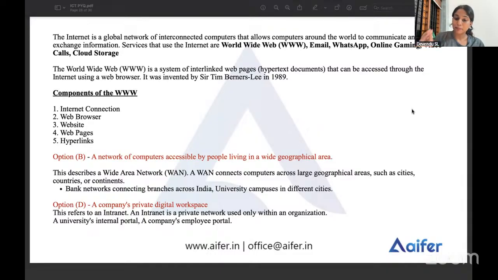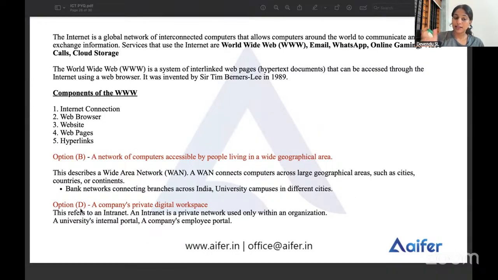A WAN connects computers across large geographical areas such as cities, countries, or continents. Examples are a bank network connecting branches across India, or university campuses in different cities. So here the network is available to a wide area. It can be continents or countries, so it is called a wide area network. Here the network is available to a large population. The example given here is a bank network connecting branches across India.